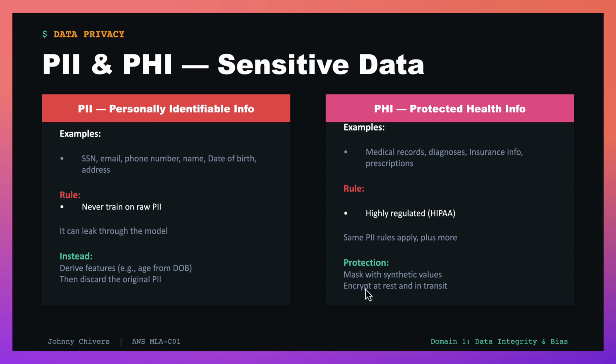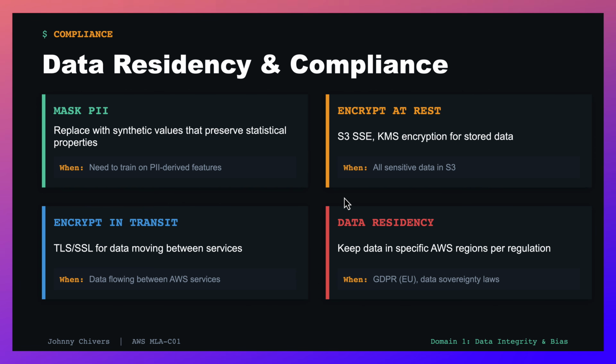You can protect against this by masking with synthetic values and encrypting at rest and in transit. So again, there are different ways to handle this data inside AWS. It's important to know for data residency and compliance. Again, for the certification, you want to mask the PII data and replace it with synthetic values that preserve statistical properties. So if you have age, for example, or date of birth, you might want to replace that with age rather than date of birth. If you have names, you might want to change those names into names that aren't actually the people.